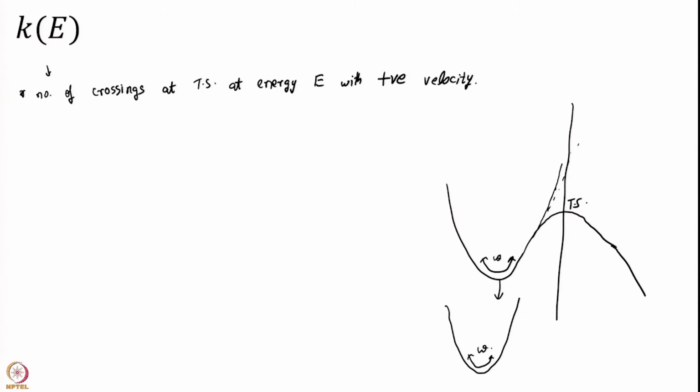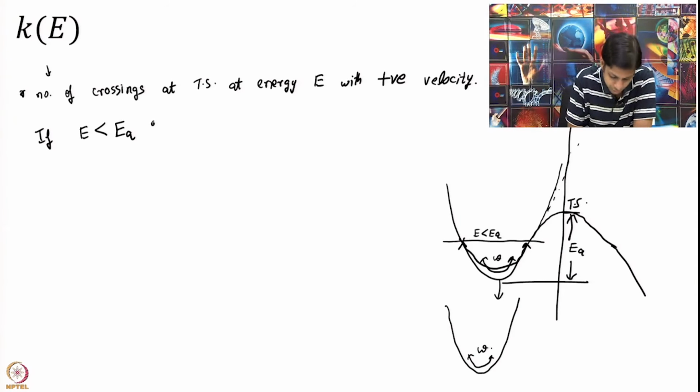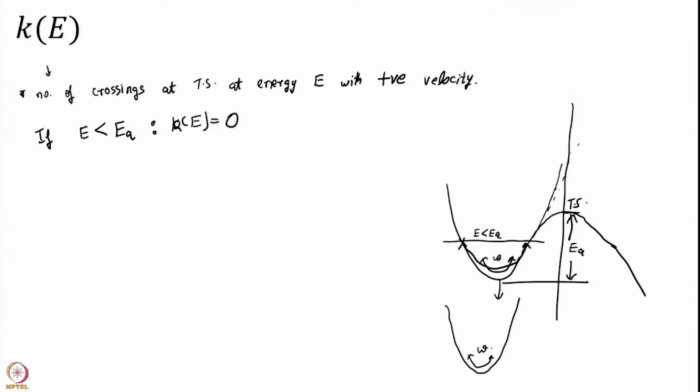Okay, so how do I estimate this? The first thing I realize is, if E is less than Ea, if my energy is below this, then I will not hit the transition state. If my energy is here, I will oscillate between this point and this point. I will have no possibility of reaching the transition state. So, k of E will be 0. The number of crossings at the transition state is equal to 0.